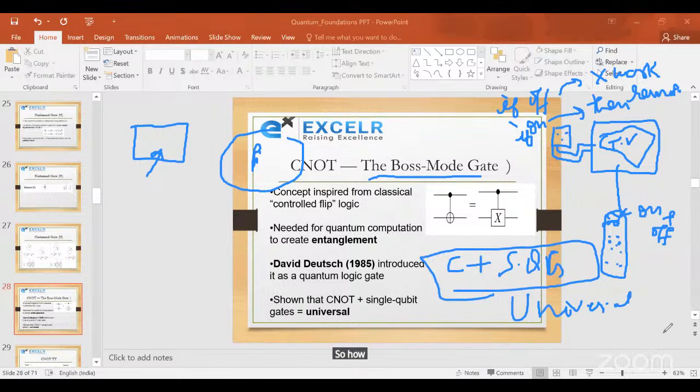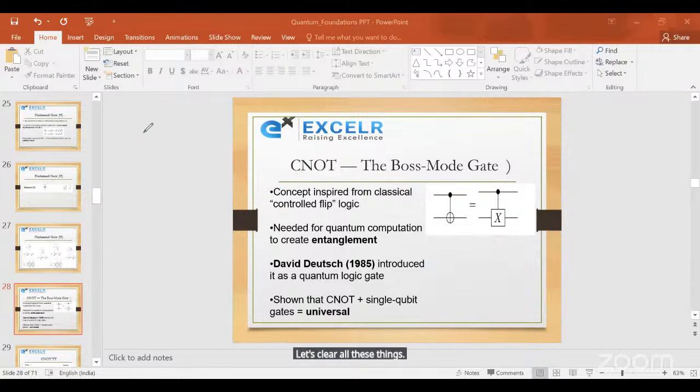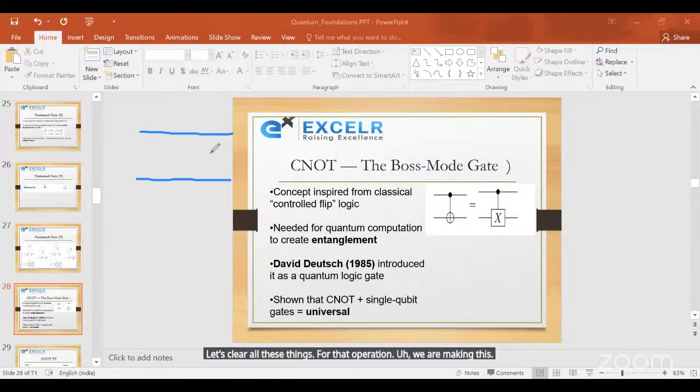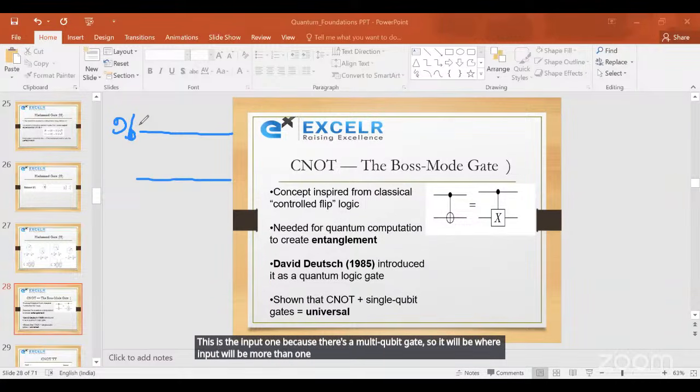So how to do this? Let's see one more operation with these fundamental things. For that operation, we are making these two wires. This is for input 1, because it is a multi-qubit gate, so the inputs will be more than one. This is for input 2.